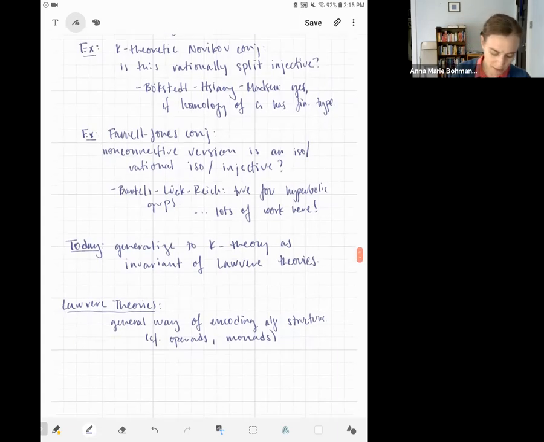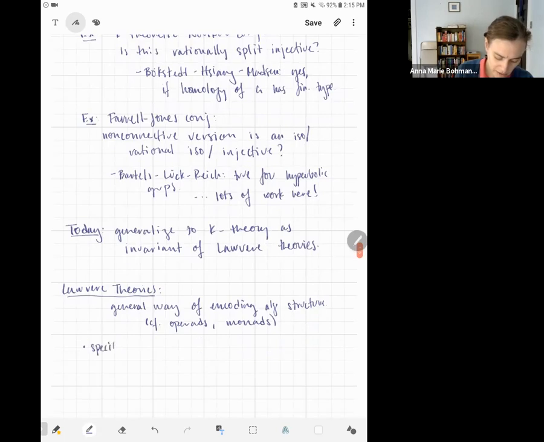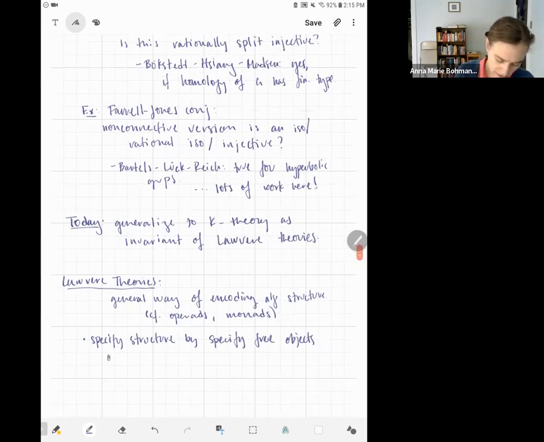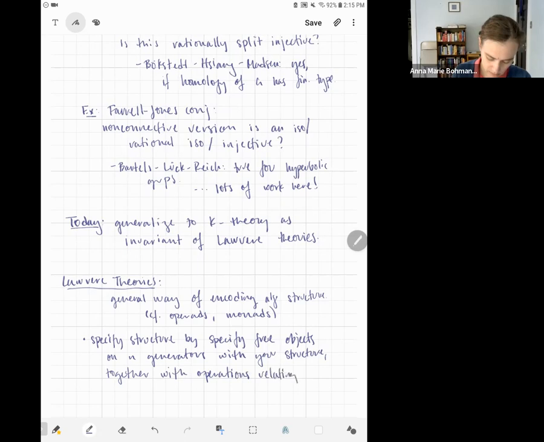theories. And the way that they work is you specify the algebraic structure by specifying the free objects with that sort of structure, together with the maps between these free objects. So those are encoding operations. So you specify free objects on finitely many generators for any n, so on n generators, with whatever that structure is. And then together with operations relating these. So that's pretty hand wavy. Let's get some concrete examples.